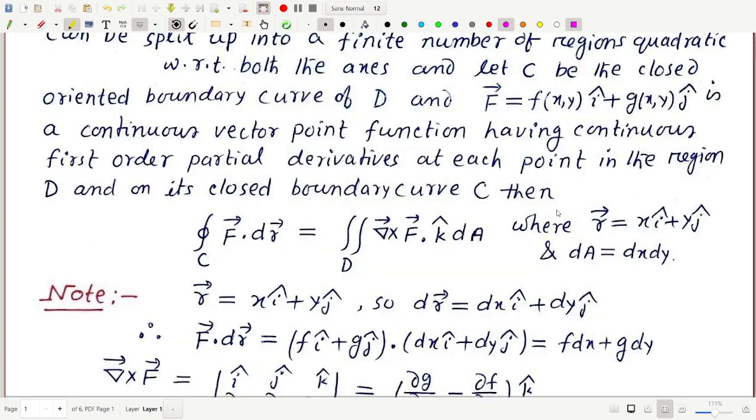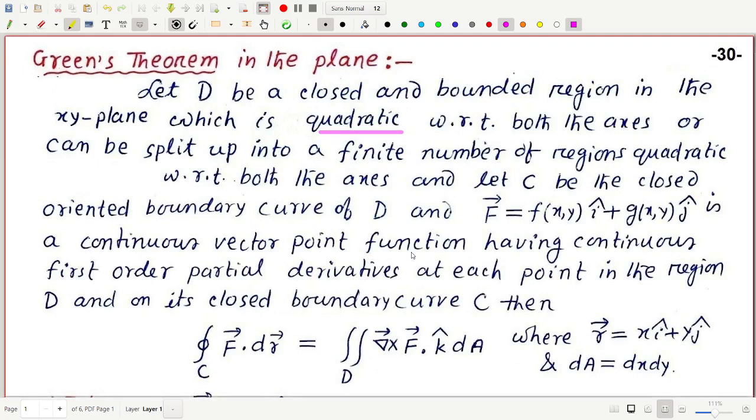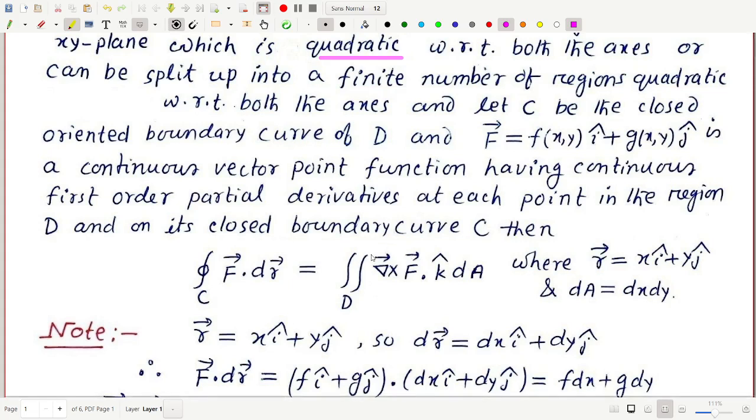That means it is the relation between line integral and double integral. Sometimes the line integral is difficult to find, so in that case we shall find the double integral. So Green's theorem in the plane is actually a connection between line integral and double integral. The line integral is taken over the closed boundary curve of the region D, and unless otherwise stated, the curve C is traversed in positive sense. That means for a simple closed curve, it is traversed in anti-clockwise sense.